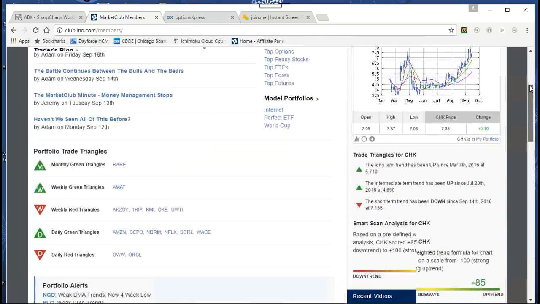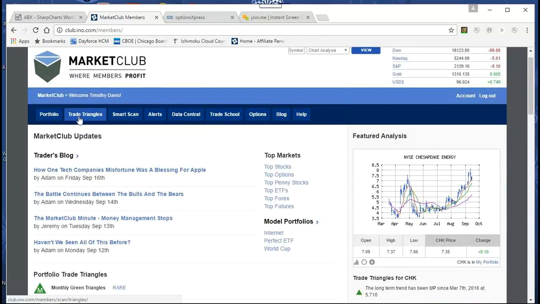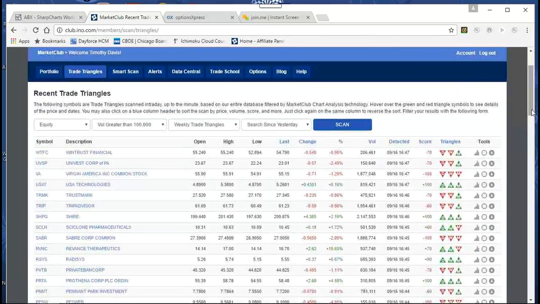Also, one other thing I want to show you. If you were to go back to the top and click on where it says trade triangles, you can also do a certain search. You can scan for certain trade triangles that you want to find. This first drop-down box is going to show you equities, foreign exchange, futures, indexes, mutual funds, ETFs, penny stocks, Australian stocks, and Canadian stocks. I want to stick with equities.